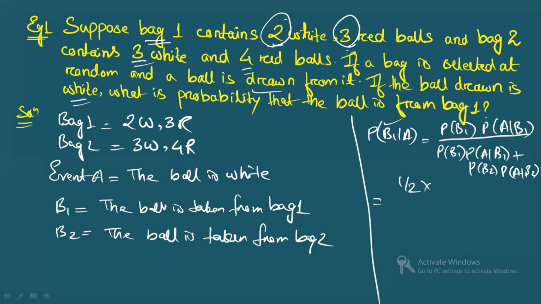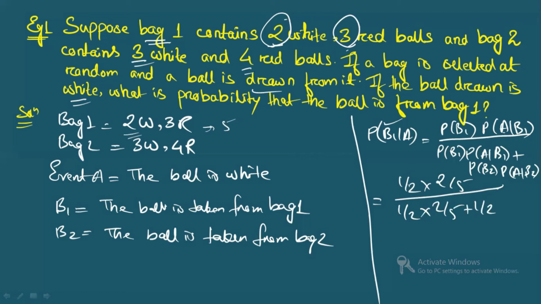So if you're taking from bag 1, the total number of outcomes is what? 2 plus 3, it is 5, right? And favorable means the chances of getting a white ball. Favorable is 2, so it will be 2 by 5. This is the probability of occurrence of A such that B1 has already occurred, meaning you're taking the ball from bag B1 and you need a white ball. Clear? So here also the first term will be the same, plus the probability of B2, it will be the same, 1 by 2.